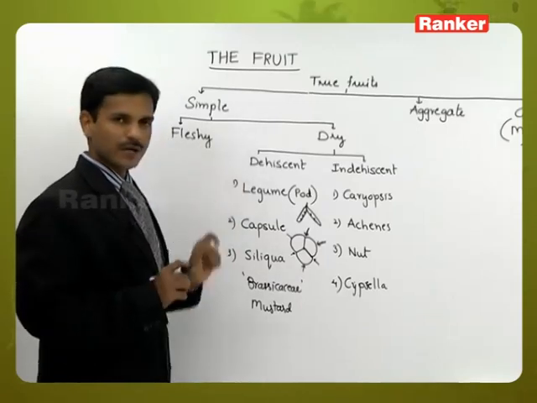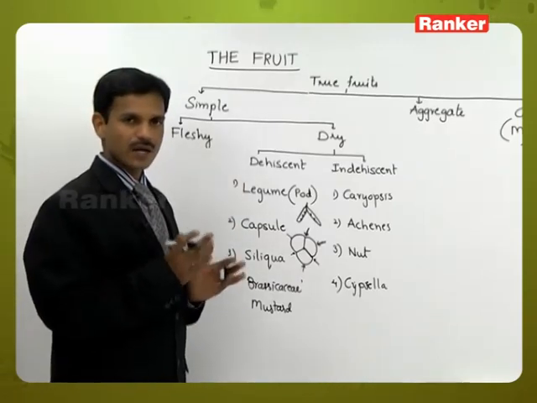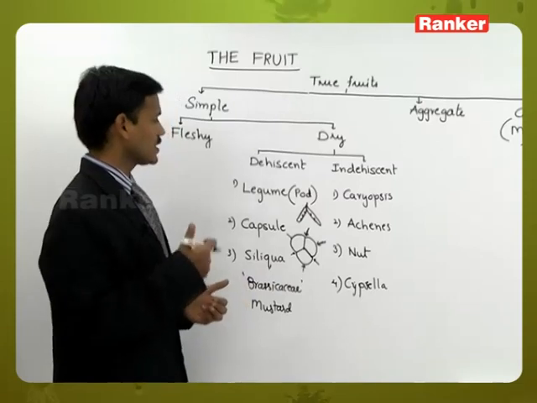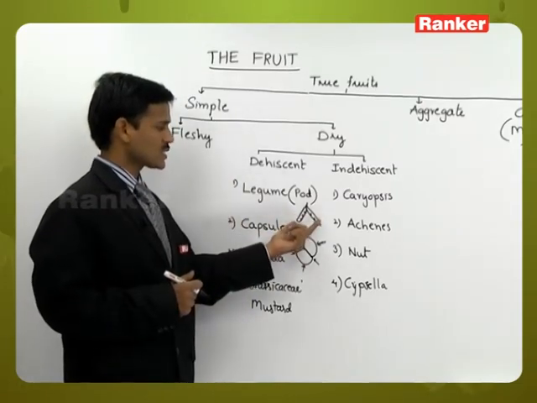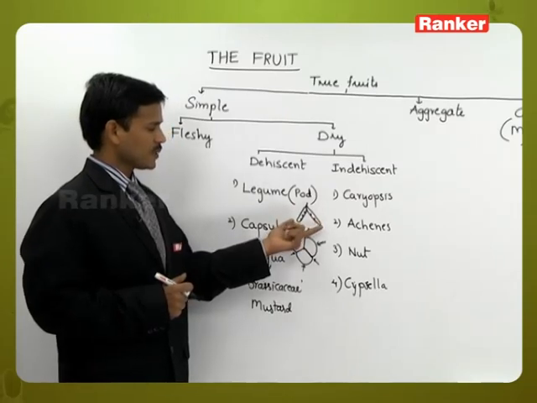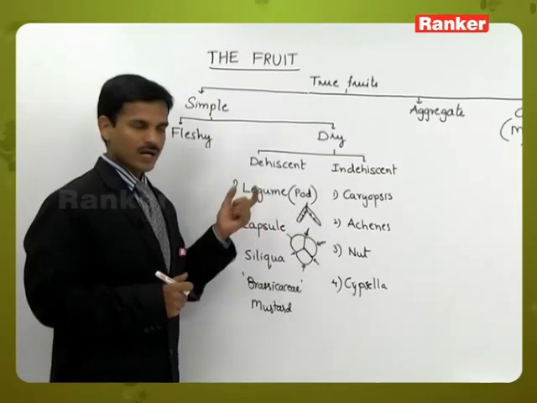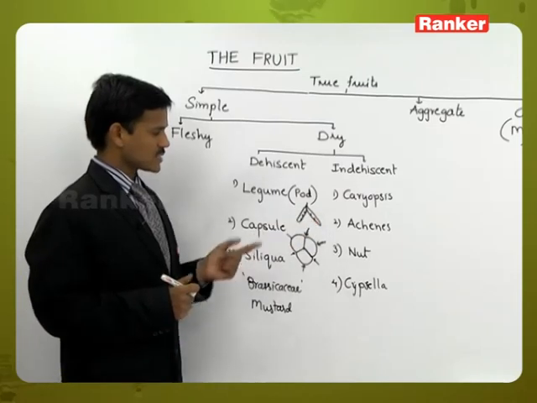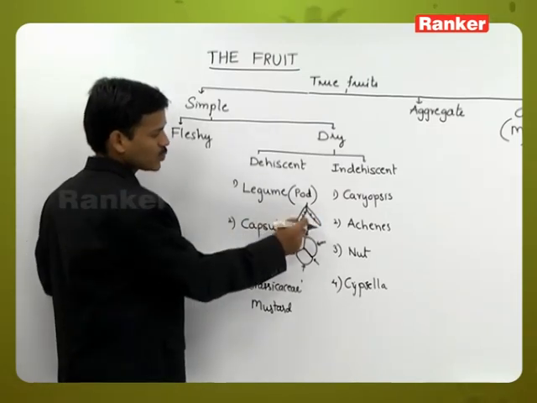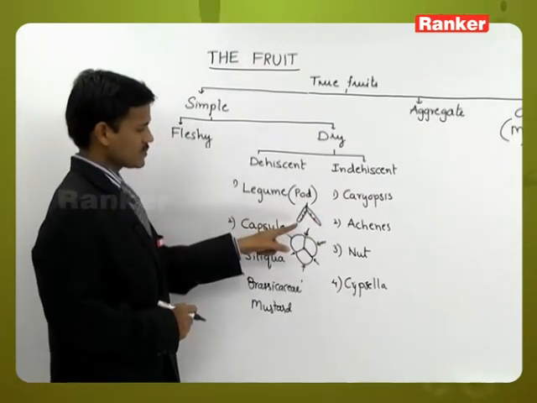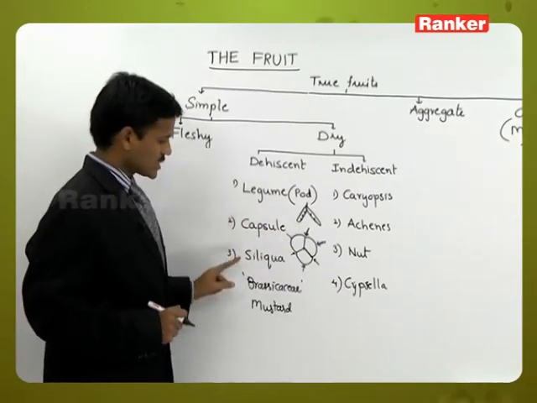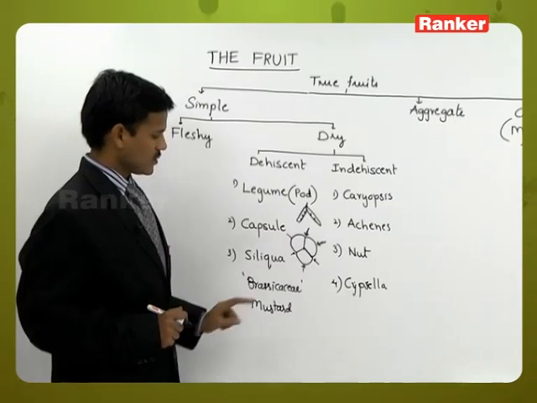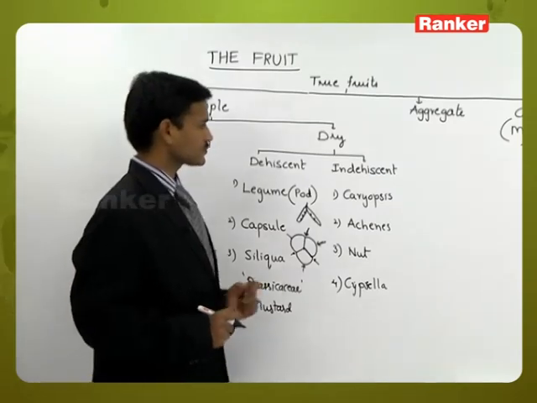Dehiscent means at maturity the fruit dehisces, breaks or splits to liberate the seeds outside. A legume dehisces into two parts, in pea plant or Fabaceae members or pulse-giving plants, or beans fruit. Next, capsule is observed in datura. Siliqua is observed in mustard plant, mustard fruit.